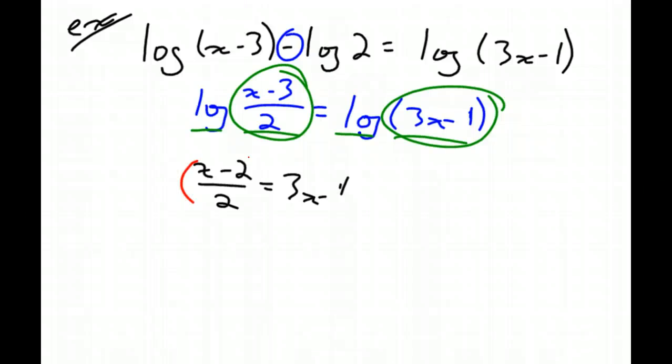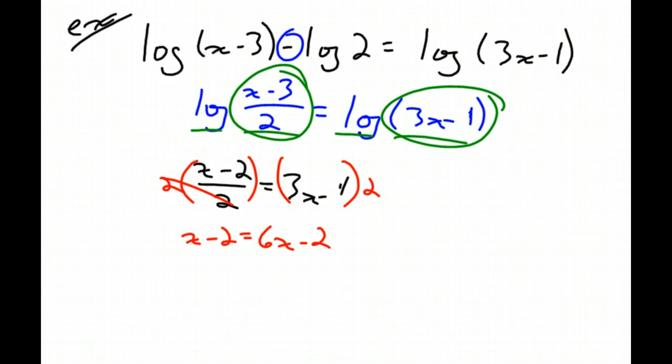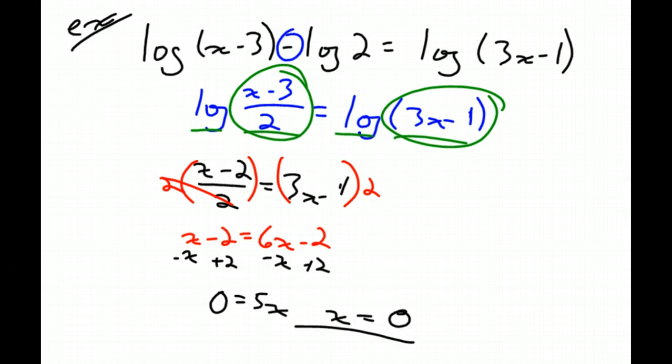So if I multiply by 2 on both sides, remember to multiply the entire side by 2, that makes 1. So that I have x minus 2 equals 6x minus 2. And then I can do what? Minus x, add 2, plus 2, so 0 equals 5x. So therefore, x is 0. That's it. I have solved for it.